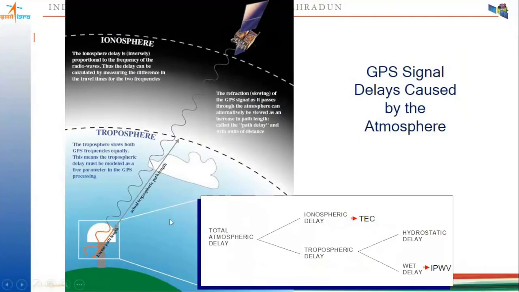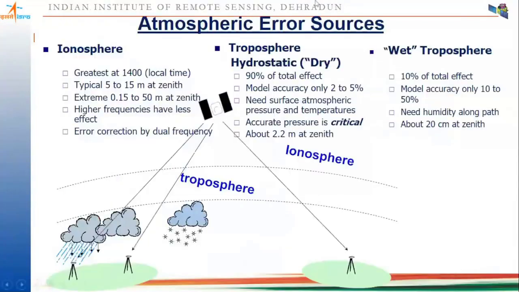So if you can see here, the total atmospheric delay is because of the ionospheric delay and the tropospheric delay. Ionospheric delay depends on the total electron content, and the tropospheric delay is because of the hydrostatic delay and the wet delay, both are there. Okay, so we will derive these parameters. So, the atmospheric error sources we were discussing.